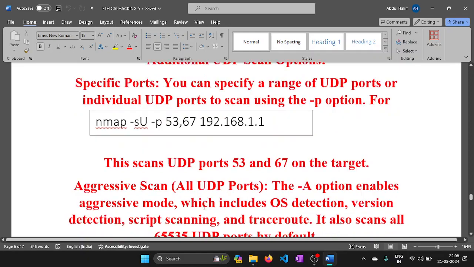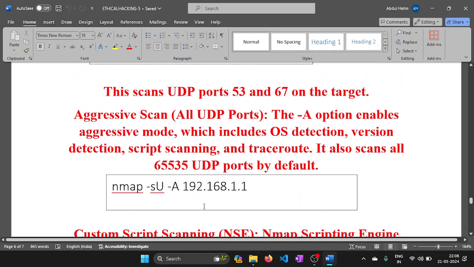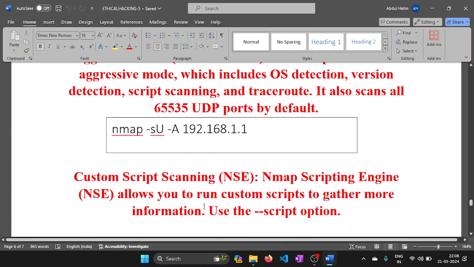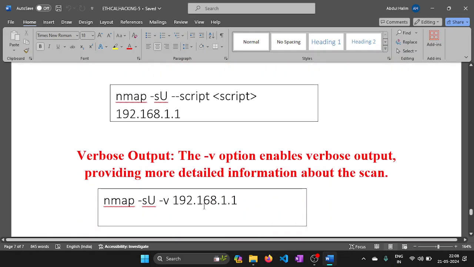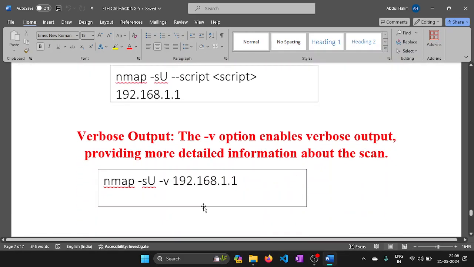UDP ports. Right? Then we have the aggressive scan of all UDP ports, like the -A option can be used to enable the aggressive mode. Next is NSE. The Nmap scripting engine allows you to run custom scripts to gather more information using --script. The last one is verbose output.